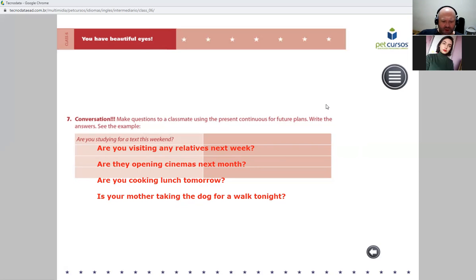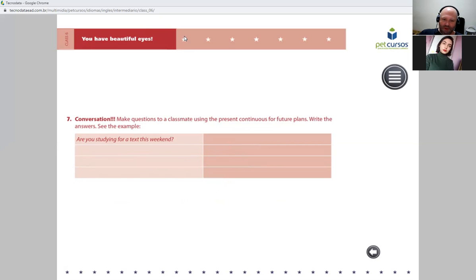Challenge 3. Okay, so is your mother taking the dog for a walk tonight? No, she... Do you have dogs? No. You have a cat? No. Do you have any pets? Yeah. What do you have? I have three birds. Only three birds? Yeah. Oh, okay, cool. Where do they stay? Are they in your bedroom? No. In the kitchen? Next room. They are in the next room. But they stay in the house? Yeah. Okay.